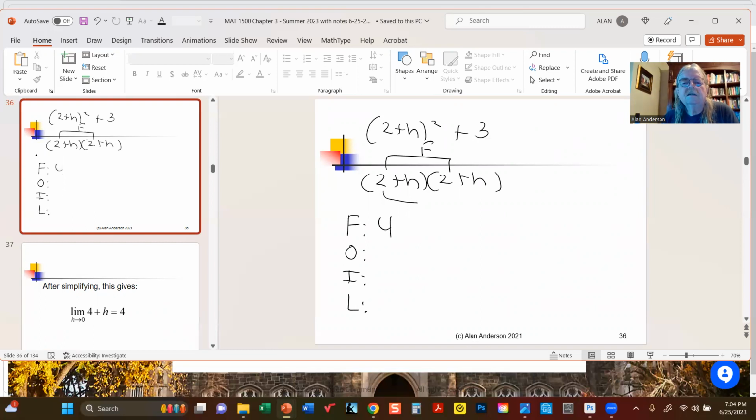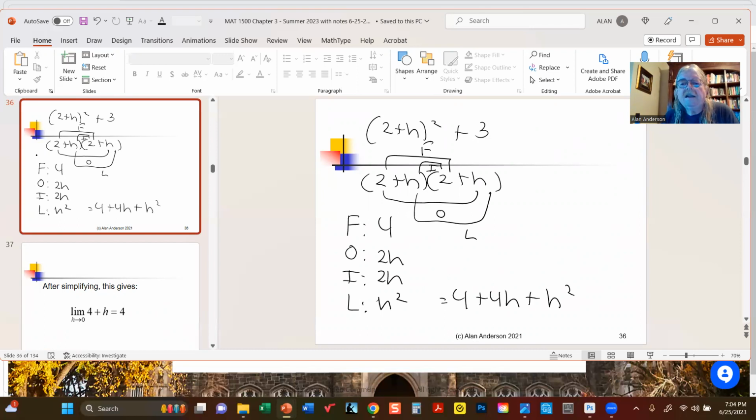Or 2h, 2h again, and h squared. And then, of course, at the end, you're just adding this 3 here. So you've got 4 plus 4h plus h squared plus 3. So you can consolidate all that. You can write it as h squared plus 4h plus 7. You notice how I've rewritten it.